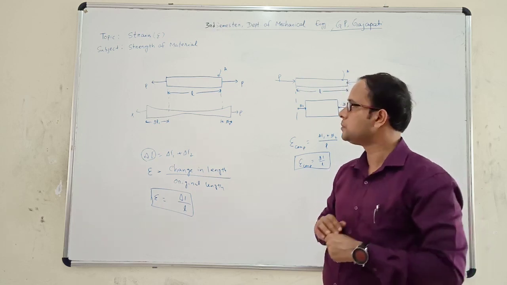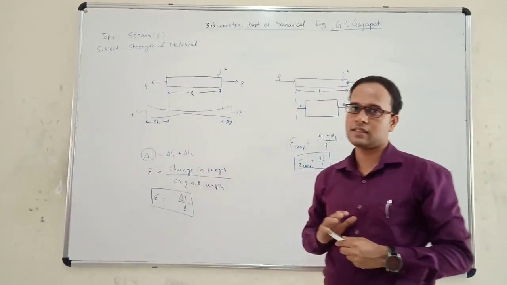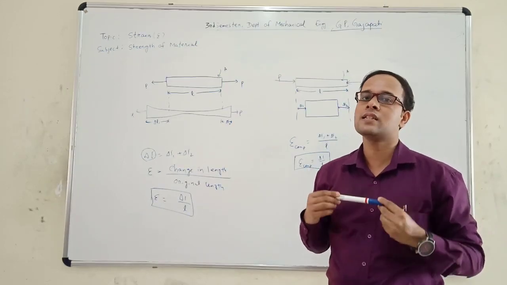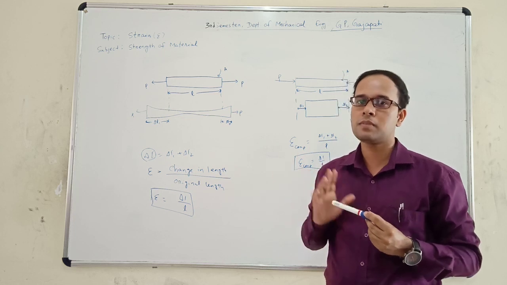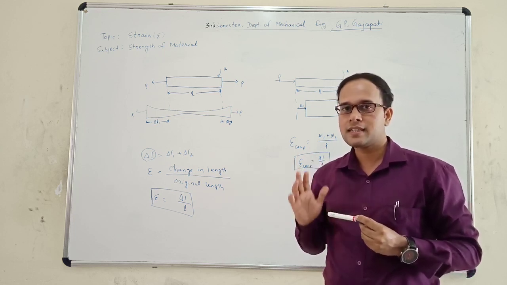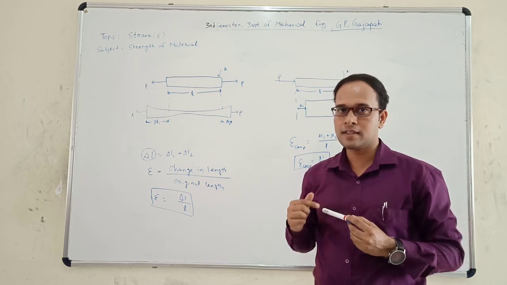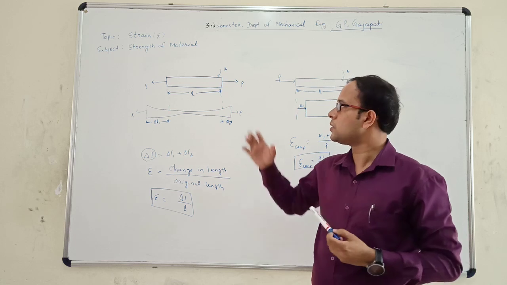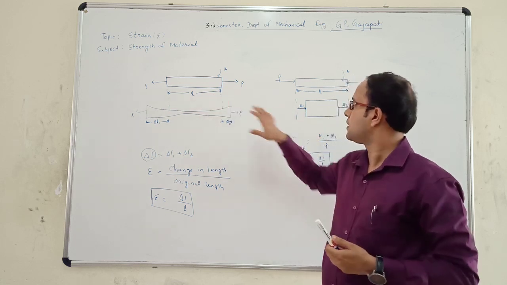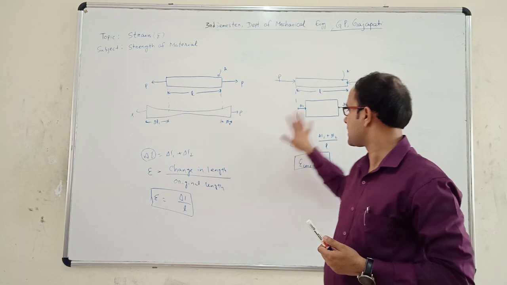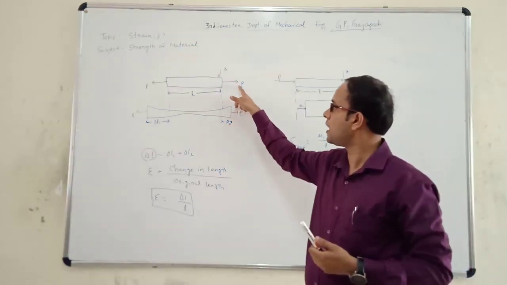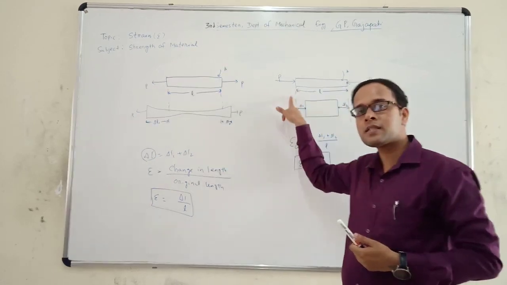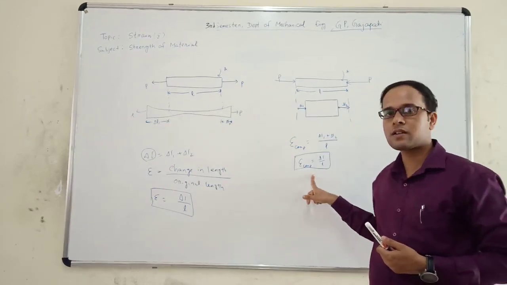Now remember what strain is. When a body is subjected to external load, there will be a change in dimension of the body. This change in dimension to the original dimension of that body is known as strain. This strain we have categorized as tensile strain and compressive strain on the basis of the application of the load. If it is tensile load, then tensile strain. If it is compressive load, then the corresponding strain is known as compressive strain.